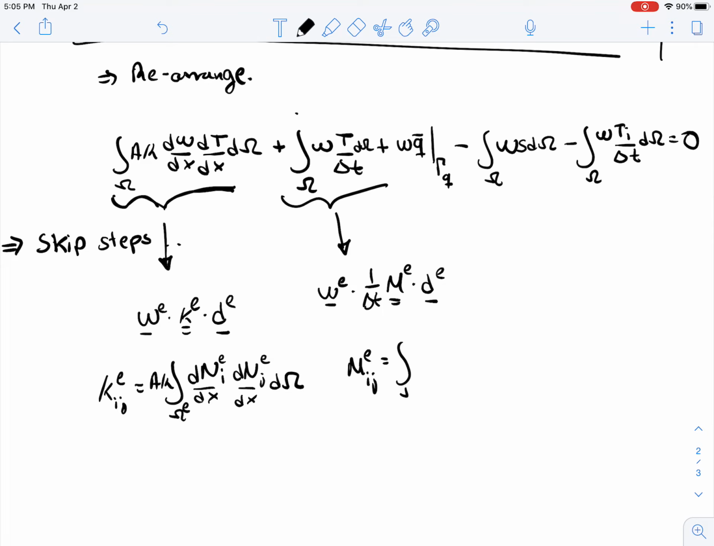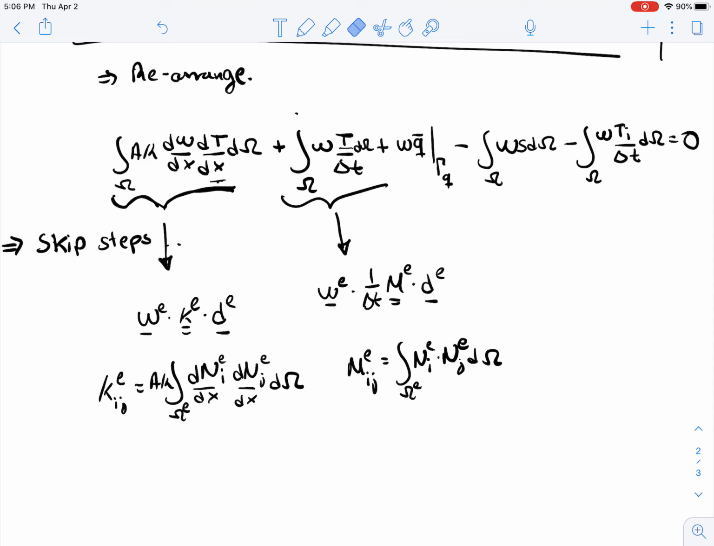What is this mass matrix? This mass matrix is actually integrals of Ni times Nj. So note that here we had ak times derivative of w, derivative of temperature, and basically what that leads to is that the ak remains there, and then derivative of w ends up being derivative of shape function i, derivative of temperature ends up being shape function of temperature, derivative of shape function j.